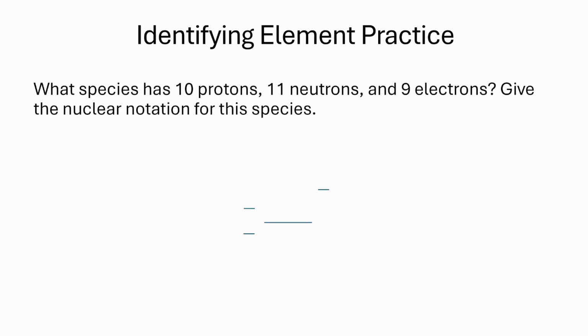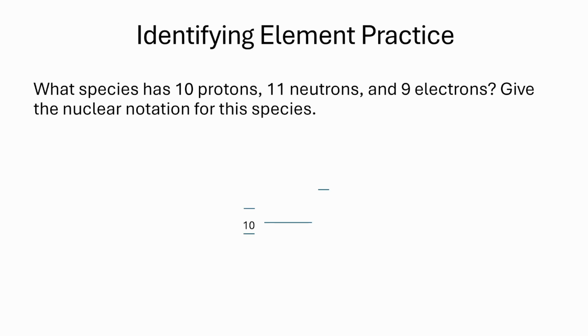Now let's actually practice the nuclear notation here. We're going to be identifying the element given here. So what species has 10 protons, 11 neutrons, and 9 electrons? Let's give the nuclear notation for the species. So the first thing, and the easiest thing to understand, is that we have 10 protons. So that is our atomic number in the bottom left corner. In the bottom left corner, we have 10. So this is the number of protons that we have.